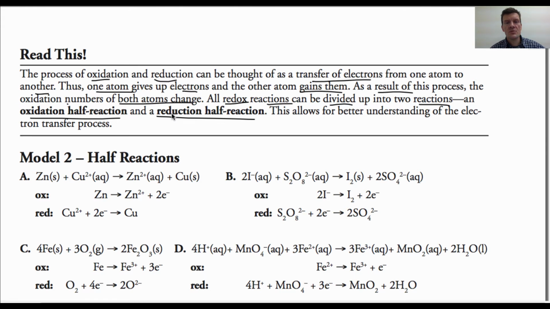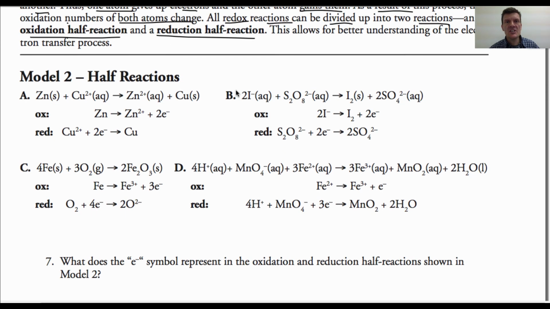Okay? So let's analyze it a little bit further, break it down a little bit further, and look at half reactions. Each redox reaction can be divided into the 2 parts. Just the oxidation part, we can just focus on that, and just the reduction part, we can just focus on that. So Model 2, this is exactly what we have. Here we've got the same 4 redox reactions as up in Model 1, but now we are showing just the oxidation part with this reaction and just the reduction part with the other reaction here.